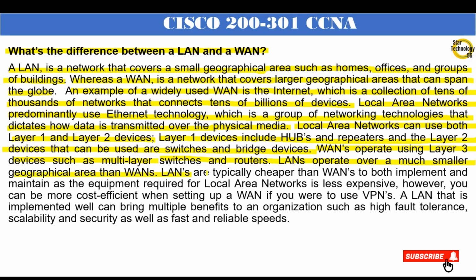LANs are typically cheaper than WANs to both implement and maintain, as the equipment required for local area networks is less expensive. However, you can be more cost efficient when setting up a WAN if you were to use VPNs. A LAN that is implemented well can bring multiple benefits to an organization, such as high fault tolerance, scalability, and security, as well as fast and reliable speeds.